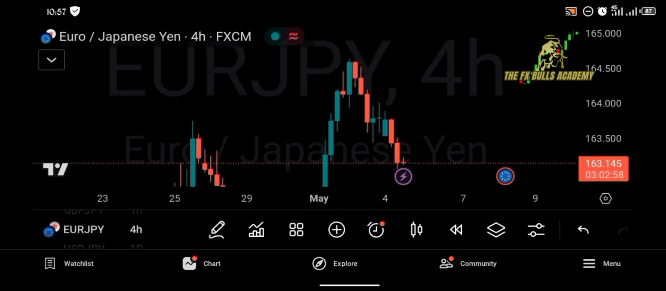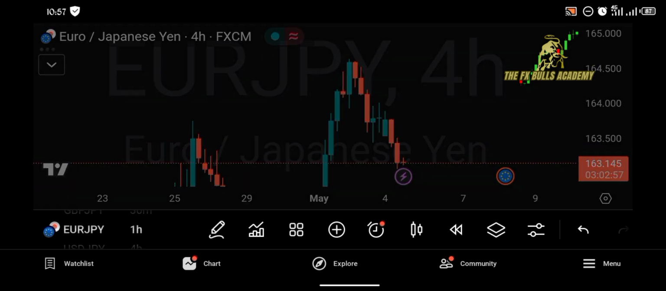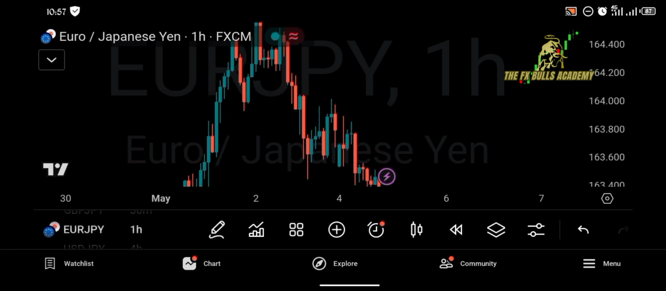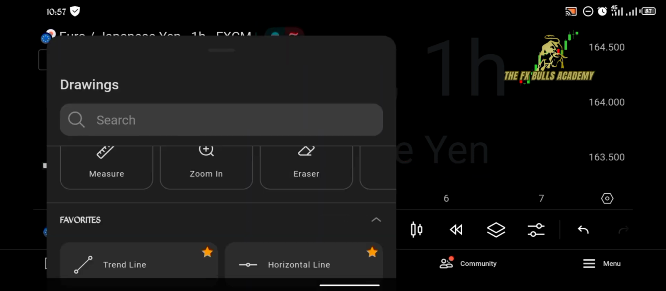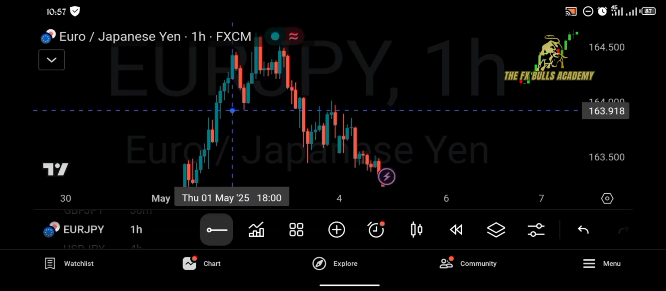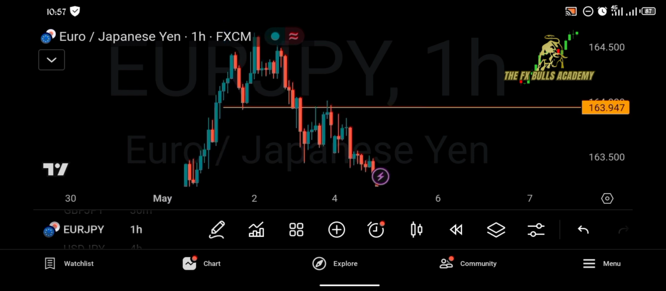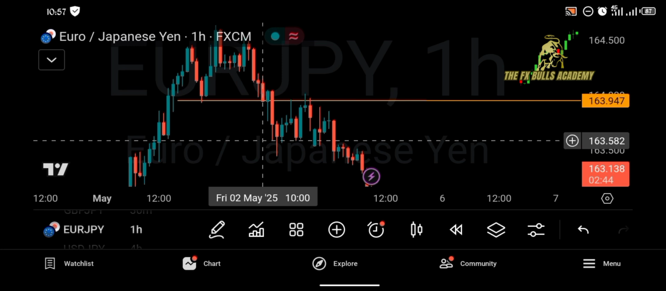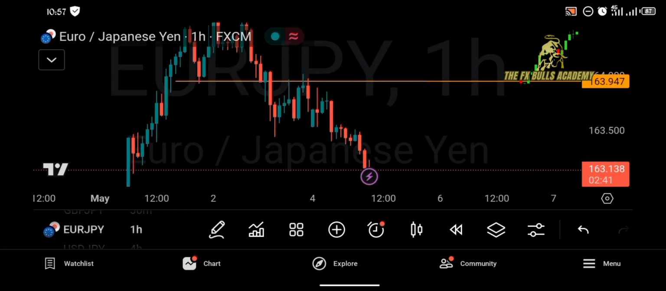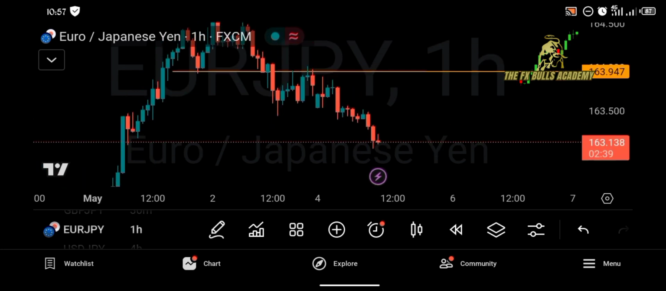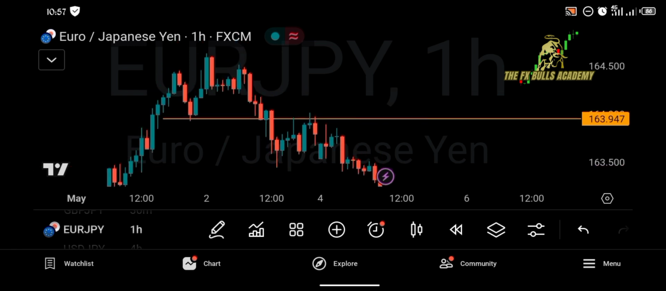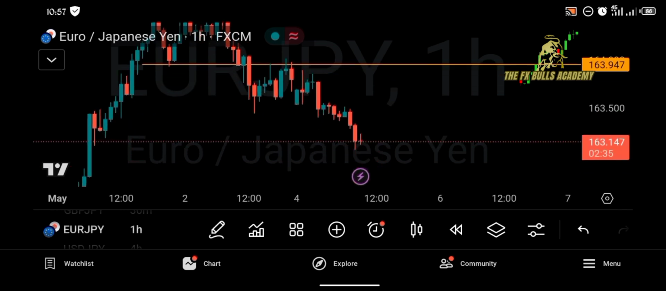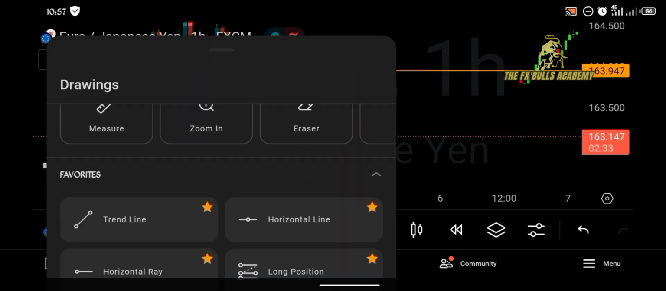But as for now, let's go to the 1 hour time frame. Let's mark out our support. This is a support. Price broke below it, then retested and started pushing back down. So you can see, let's say we have a minor bearish trend, not too much, just minor.